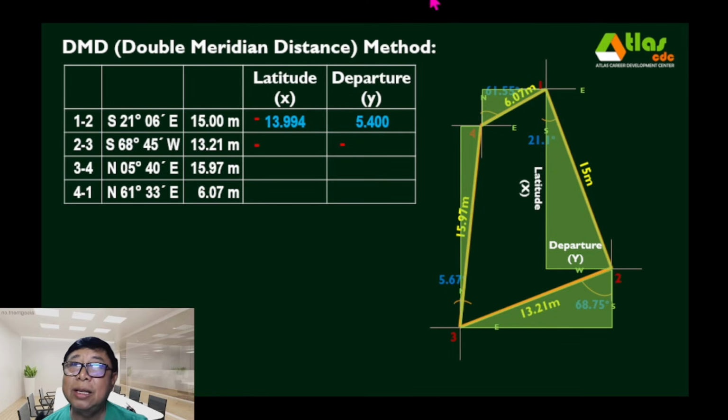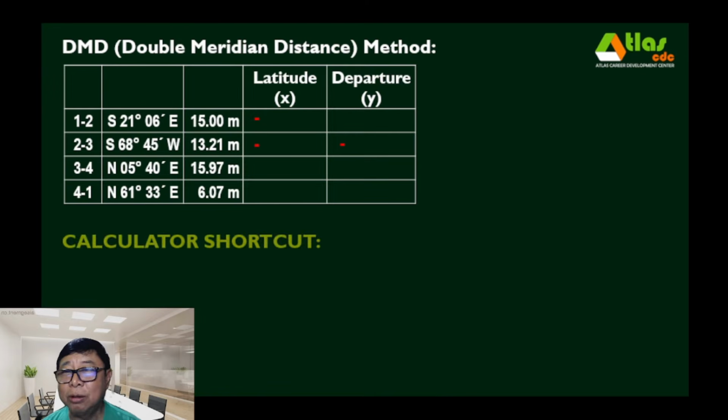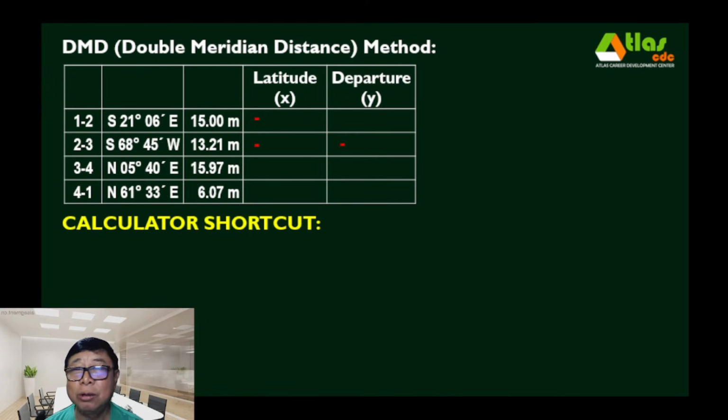So that is actually the long method. We can calculate the latitude and departure using a calculator shortcut, so you don't need to draw anymore. With only the bearings, you can compute the latitude and departure using your calculator. So this is your calculator shortcut.